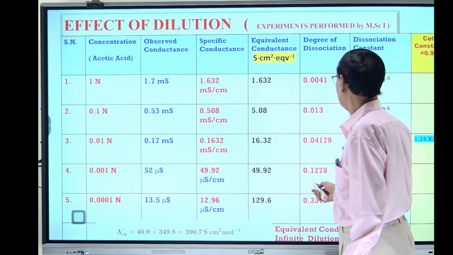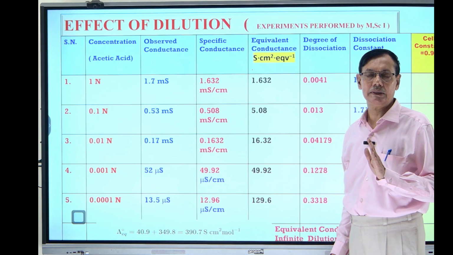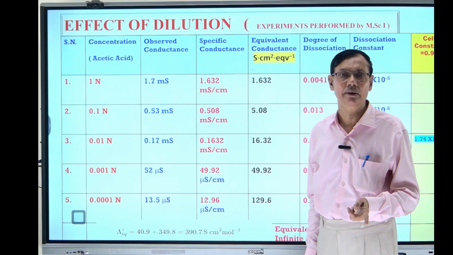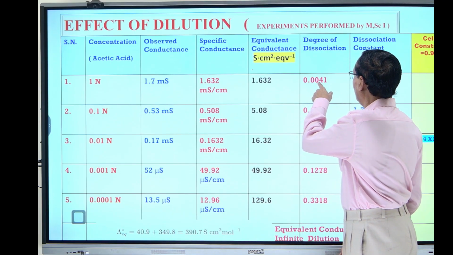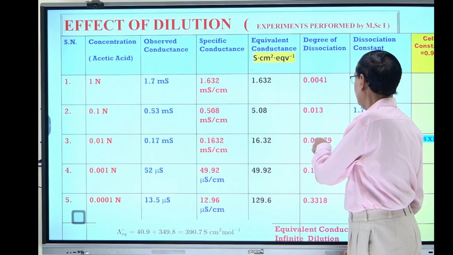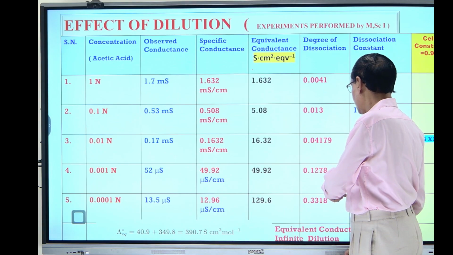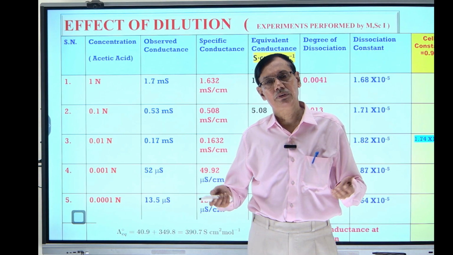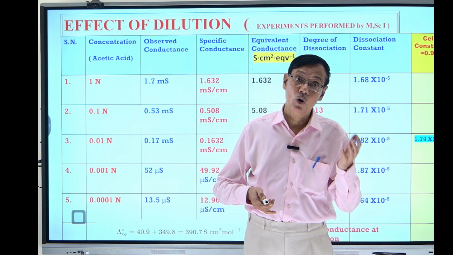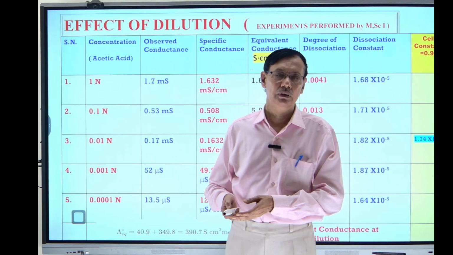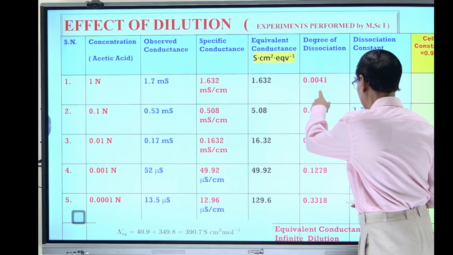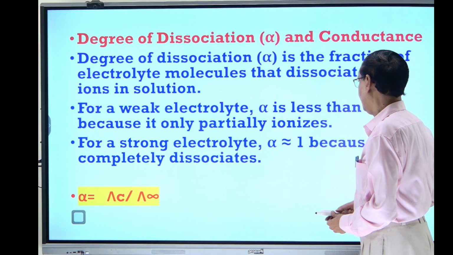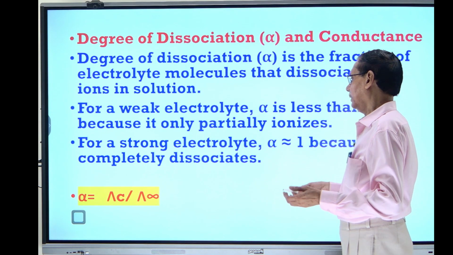I told you that if it is a weak electrolyte like acetic acid, then the degree of dissociation must be less than 1. See these values: 0.0041, 0.013, 0.0417, 0.1278, 0.3318. So in the next class we will discuss the theories of electrolytes. Strong electrolytes will be different, weak electrolytes will be different, the Ostwald dilution law and other things. So see, it is less than 1. But if it is a strong electrolyte, I am not giving any example, it is exactly equal to 1 because it is completely dissociated.